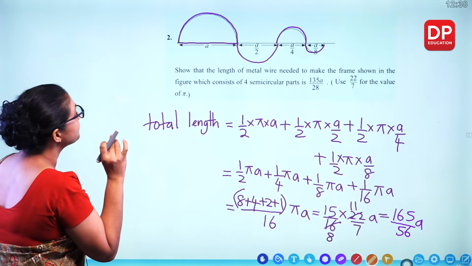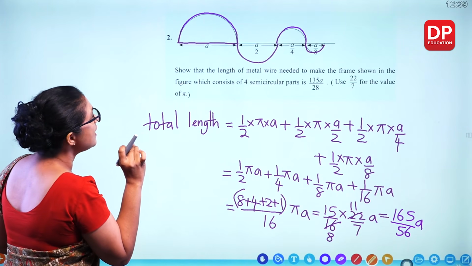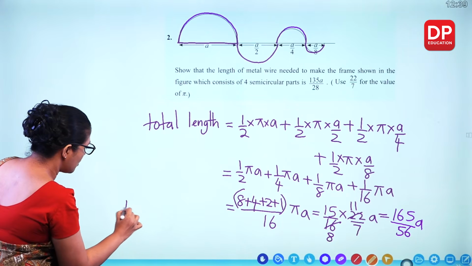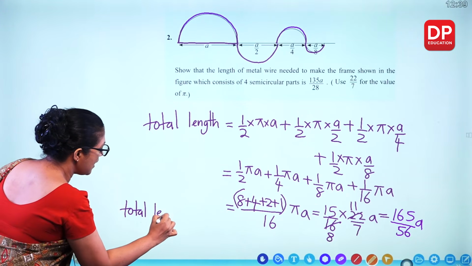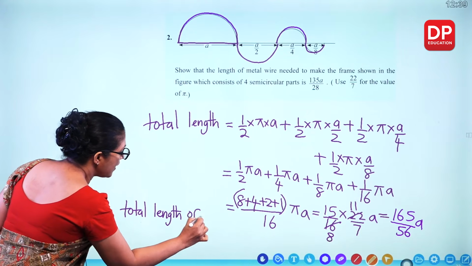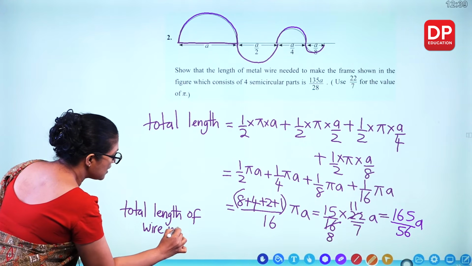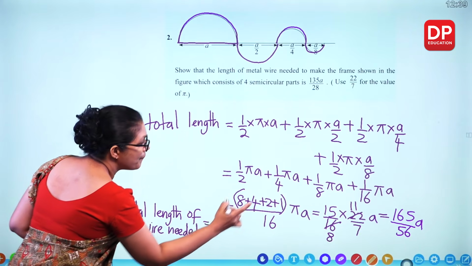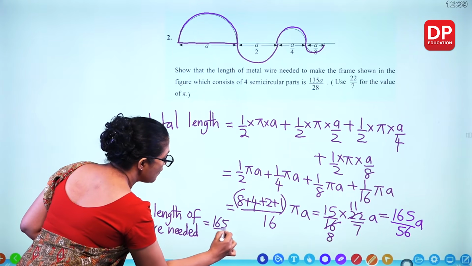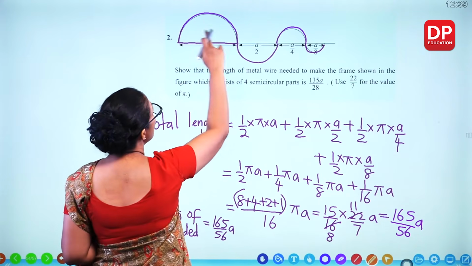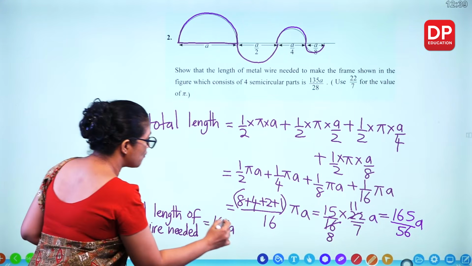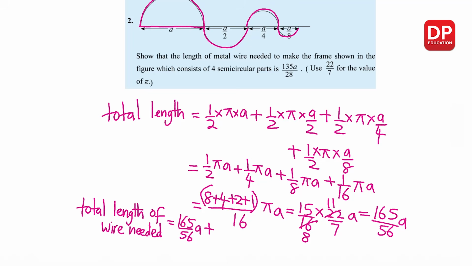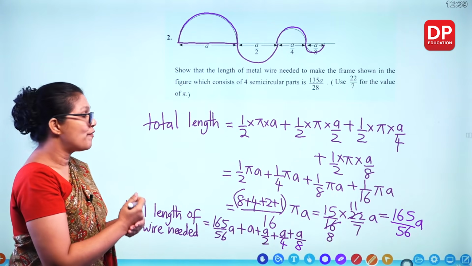So, what's the total length of wire needed? We got 165 over 56A for circular parts. And now we have to add A plus A over 2 plus A over 4 and A over 8 to create the whole frame.